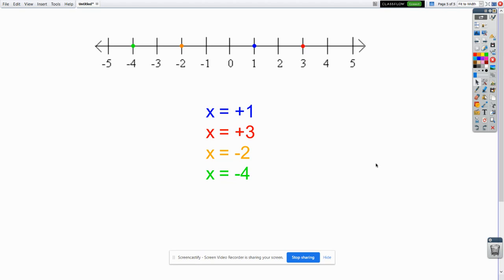I will mention this whole number line can be placed in the vertical. If this number line is placed in the vertical, typically positive means up and negative means down.